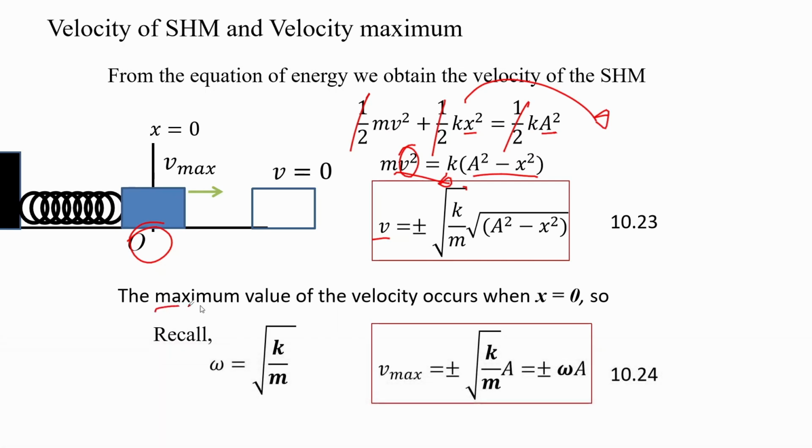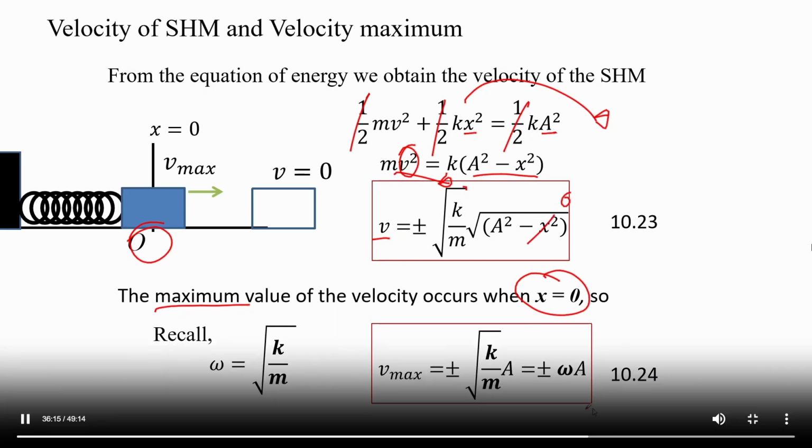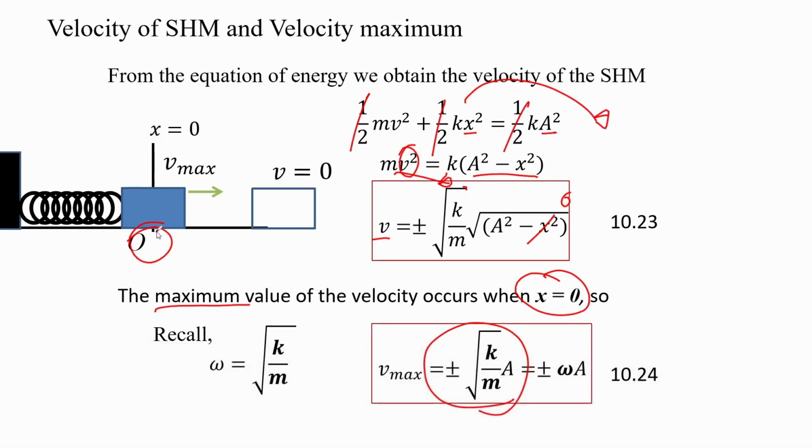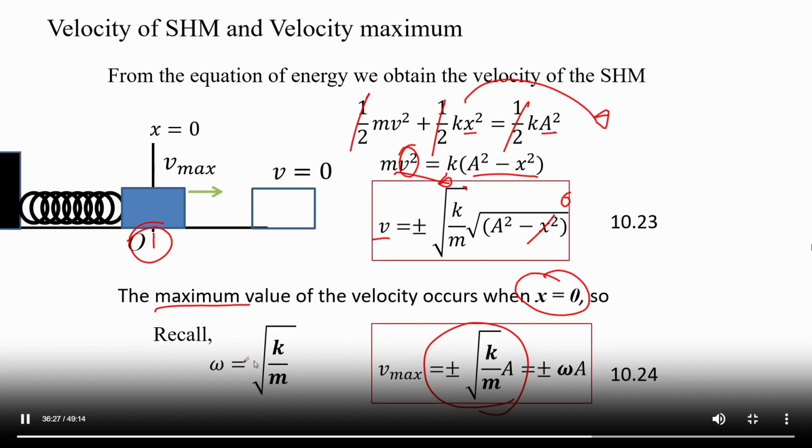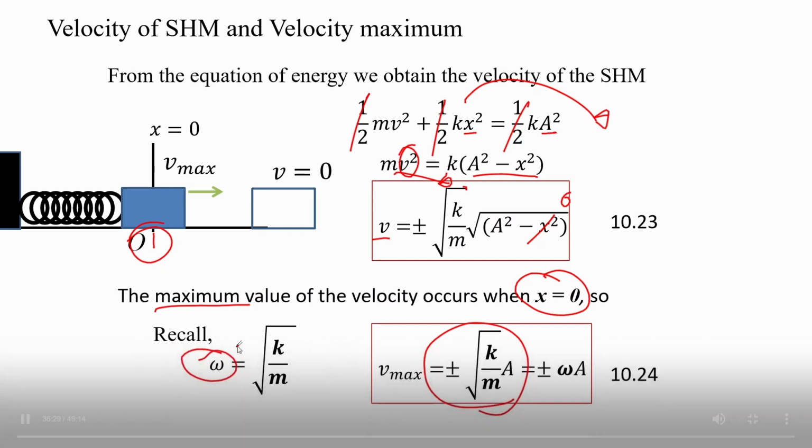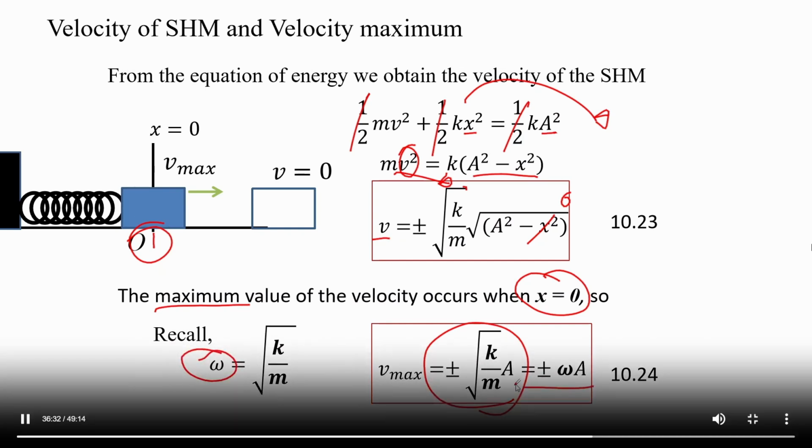Now the maximum velocity is when x is equal to 0. So when x is equal to 0, the equation is reduced to this: square root of k over m times the amplitude. This is the maximum value of the velocity. This is at the position of equilibrium. You also recall that this can be simplified as omega, so plus minus omega times the amplitude.